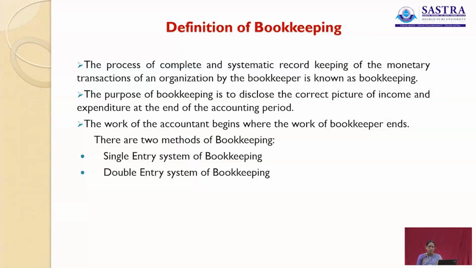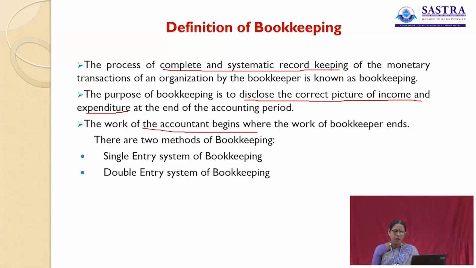Now, the process of complete and systematic keeping of monetary transactions of an organization by the bookkeeper is called bookkeeping. This is the meaning of bookkeeping. So, the systematic record is called bookkeeping. The purpose of bookkeeping is to disclose the correct picture of income and expenditure at the end of your accounting period. So, bookkeeping is said to be the first stage and accounting is said to be the second stage.